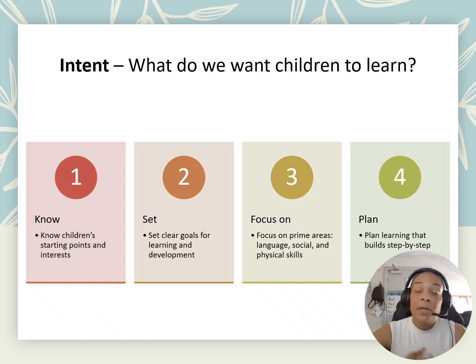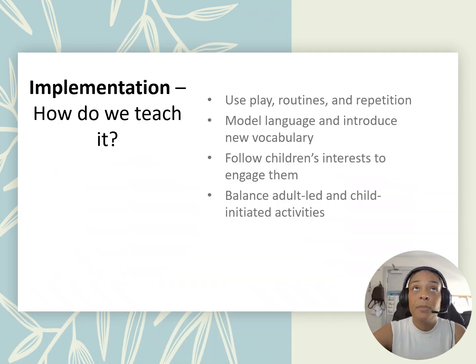Knowing children's starting points, setting clear goals, using the seven learning areas or the prime areas if they're under two or have unique emergent needs, and then starting your planning using your blooming terms.